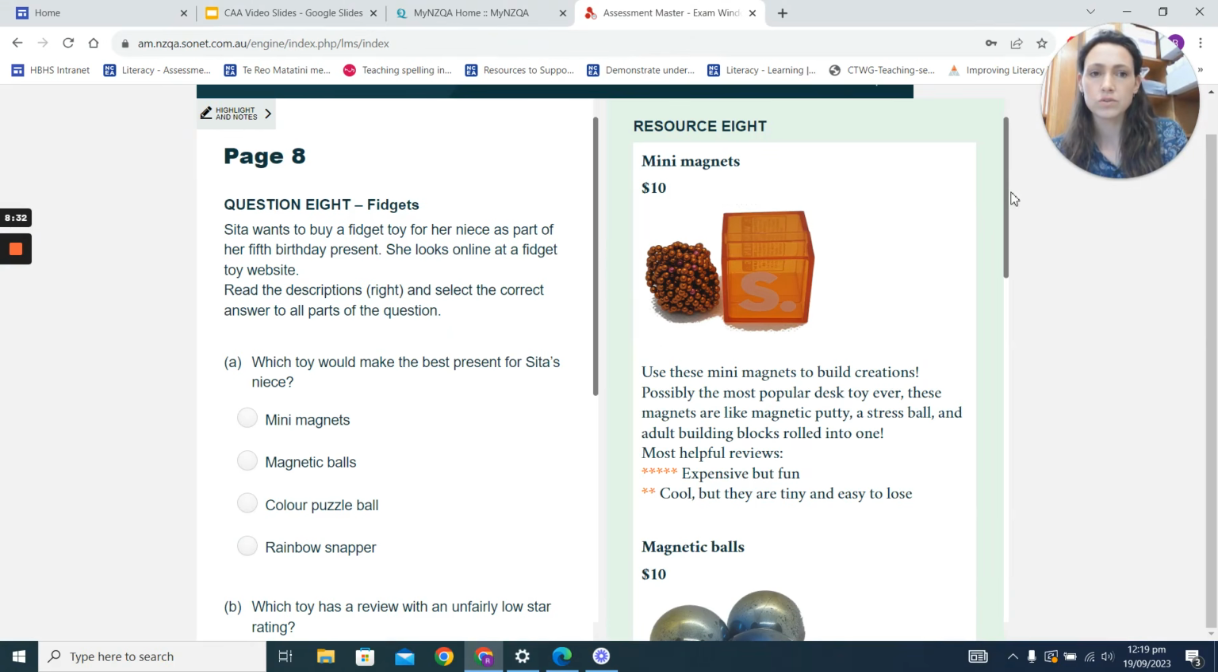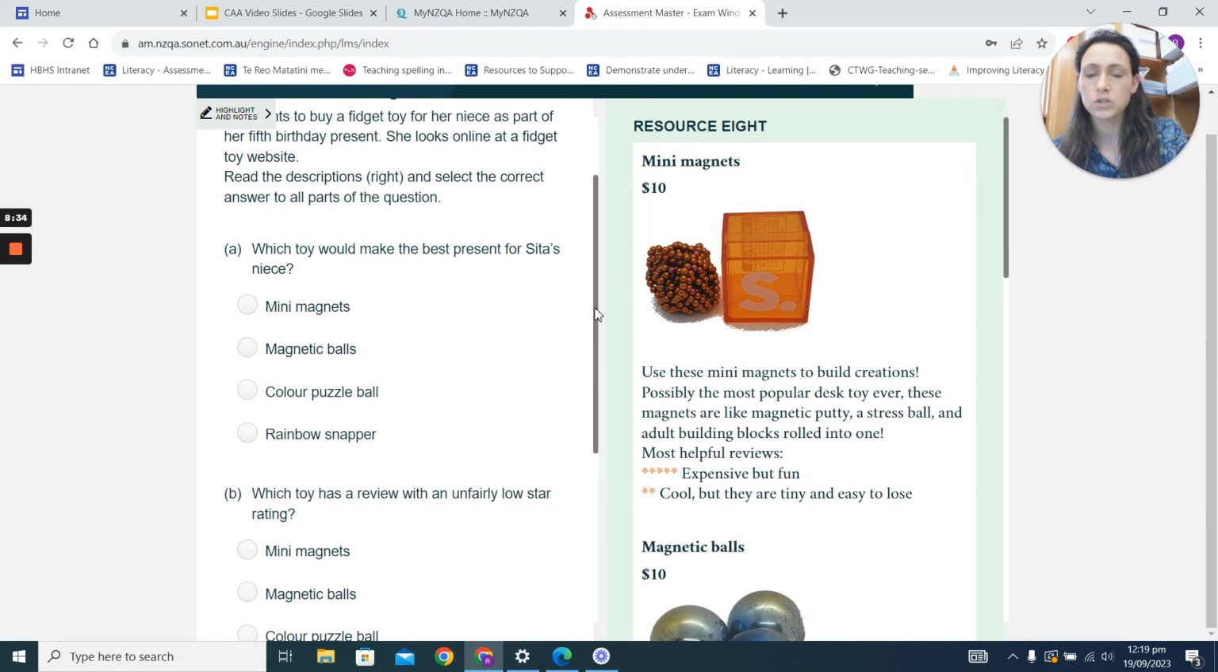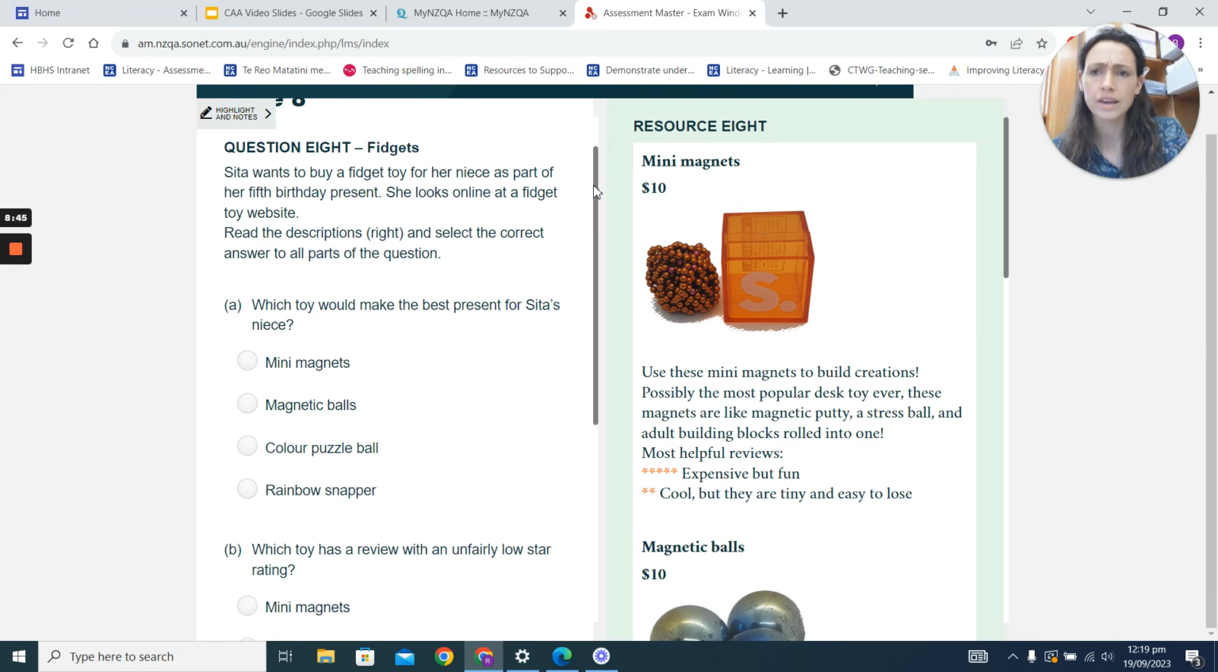So there are only 2 questions for this one. First one, which toy would make the best present for Sita's niece? And then we've got 4, so those are obviously the 4 toys that are here. Okay, I just need to remind myself then of what Sita's niece is like. How old is she? Let's see, is it telling us? Wants to buy a fidget toy for her niece as part of her 5th birthday present. Okay, the information is there. Because I've read that carefully, I now know that I'm trying to choose a present for a 5-year-old.